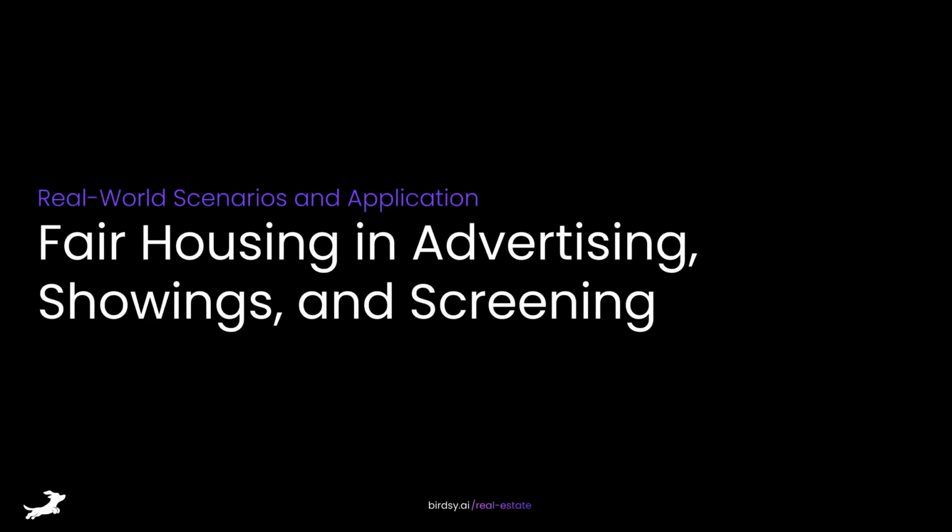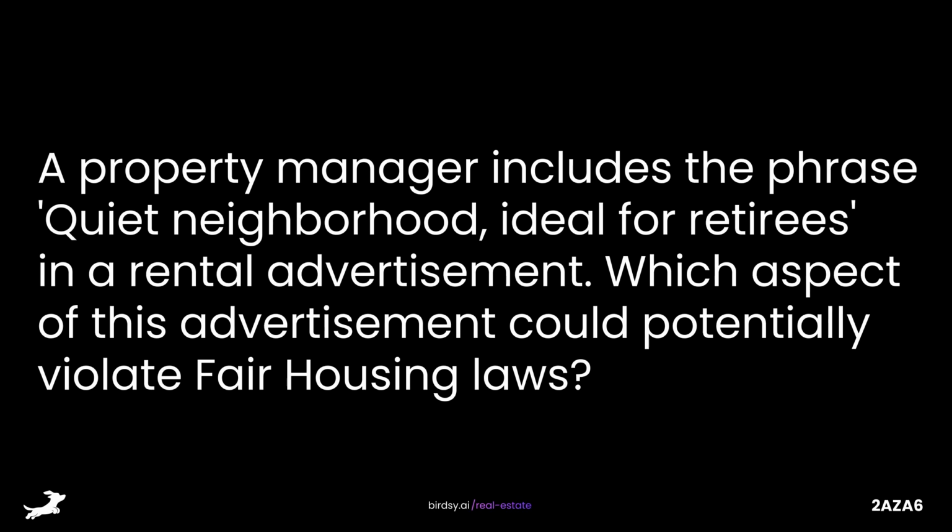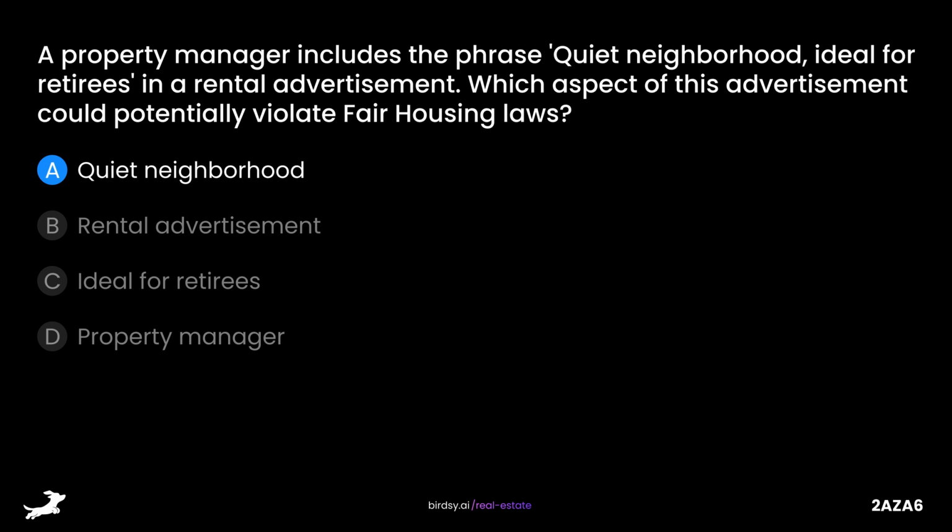Fair housing in advertising, showings, and screening. A property manager includes the phrase "quiet neighborhood, ideal for retirees" in a rental advertisement. Which aspect of this advertisement could potentially violate fair housing laws? Is it A, quiet neighborhood, B, rental advertisement, C, ideal for retirees, or D, property manager? The answer is C, ideal for retirees.